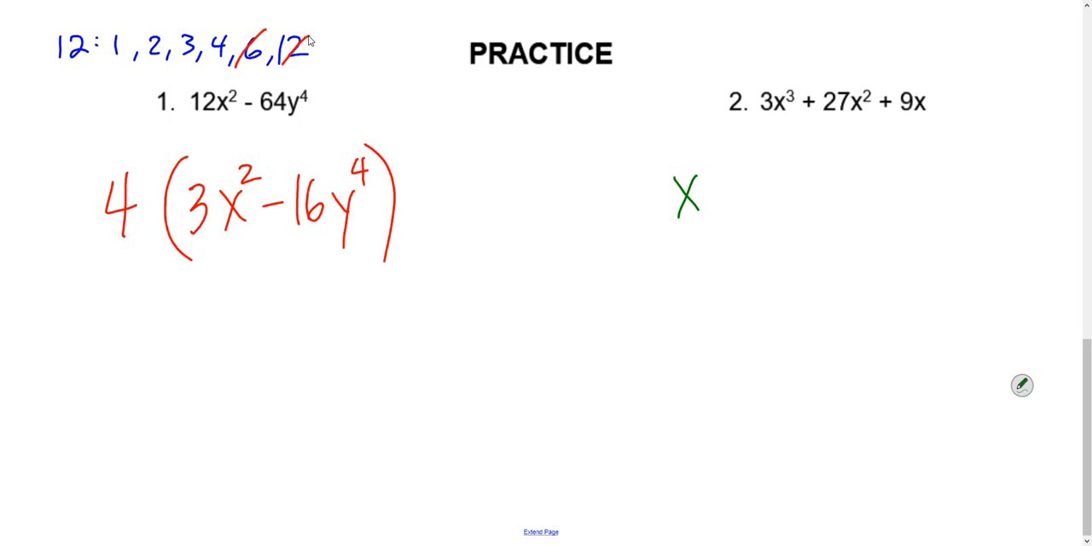As far as the numbers, you got 3, 27, and 9. We always start with the lowest of the 3. So 3 goes into 27, 3 goes into 9. So that means 3 works. So we're going to put 3x out in the front also. Then we put the results on the inside. So we end up with x squared plus 9x plus 3. And then that's your final answer.